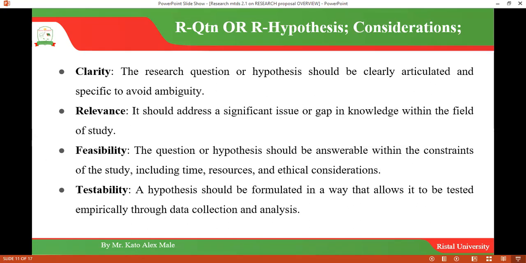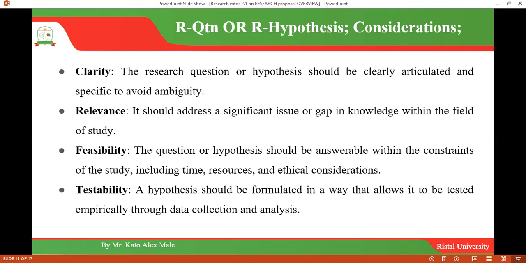So a research question or a research hypothesis, what do you consider? What are the considerations? Number one, clarity. The question should be clearly articulated and specific to avoid ambiguity. Does cigarette smoking cause lung cancer? That is a very clear research question.